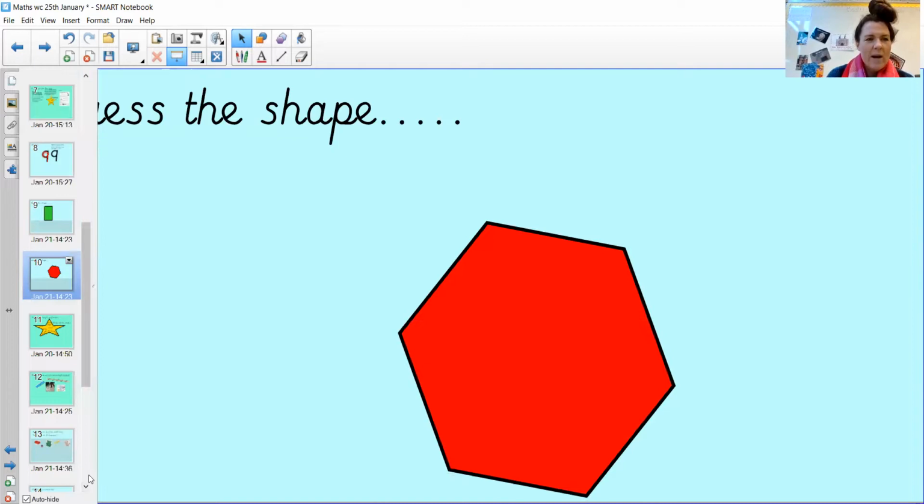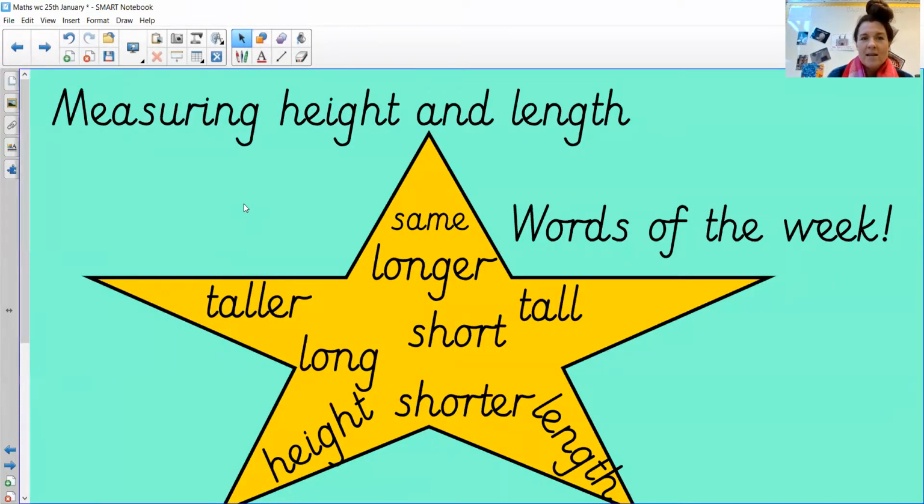Now, today, we're going to carry on thinking about measuring height and length. And I used some of those words of the week when I was describing my rectangle, didn't I? Did you hear me say short and long? And some of these other words may be the same. Maybe you found yesterday with your teddies and your toys that you were finding around the house that you had some that were the same height or the same length. Maybe you had some that were taller, or maybe you had some that were shorter than each other.